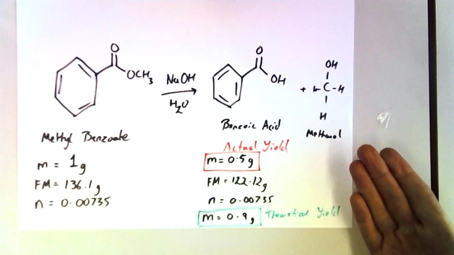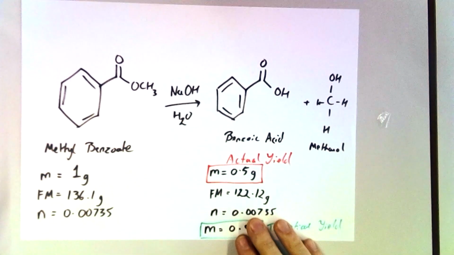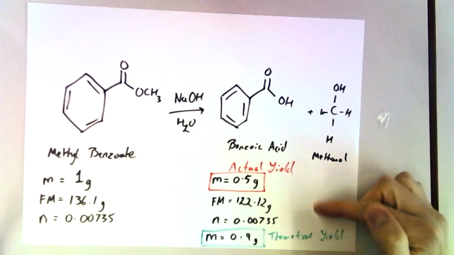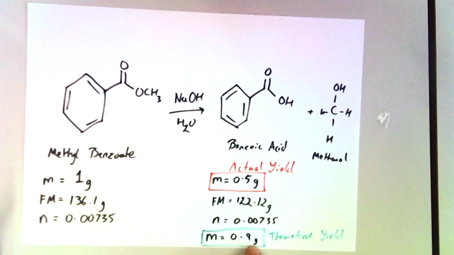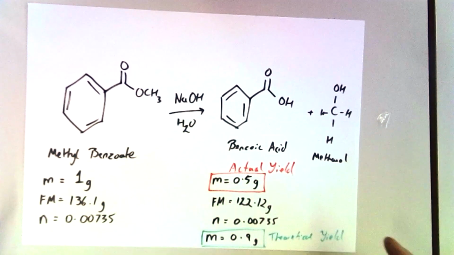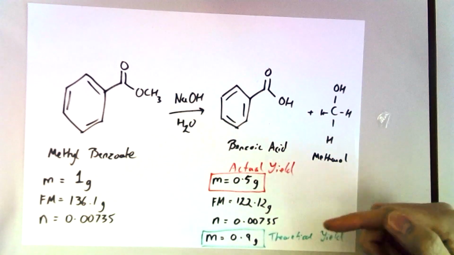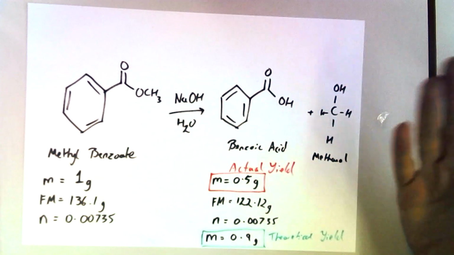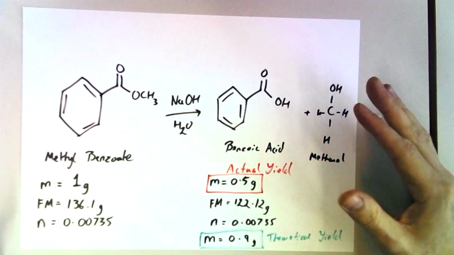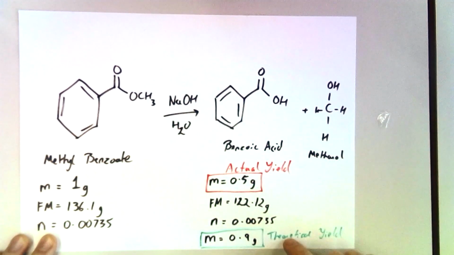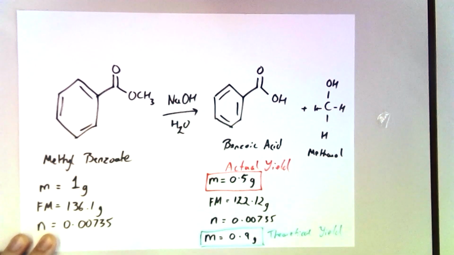Well, I'm almost done, but to work out the percentage yield, the thing that we really want to know, I'm going to look at the difference between these two. My theoretical yield is 0.9, but I only got 0.5, so I didn't get all the amount that I wanted. Maybe some was lost in the mass transfer of the experiment, or maybe the experiment didn't go to completion. There's lots of reasons why I wouldn't get 100% yield, but how much did I get? Well, let's work it out.